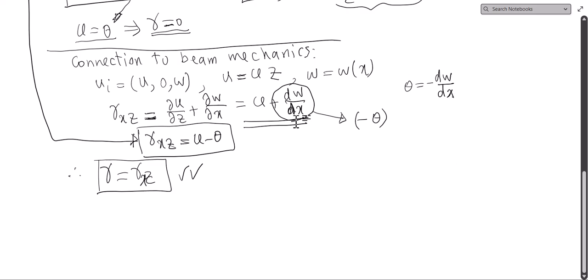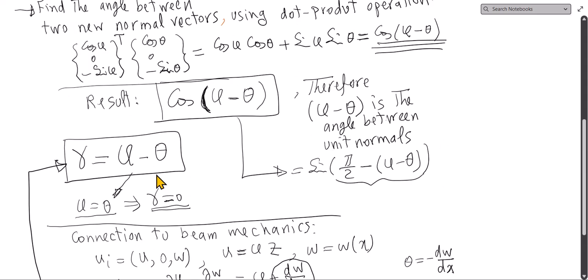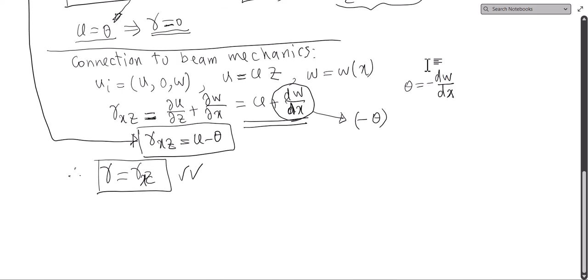As you saw here, I hope this clarifies a little bit more, at least, this relationship that we have for gamma, the shear strain, in relation to the rotation of the cross section, as well as the slope at that location, theta, or dw/dx.